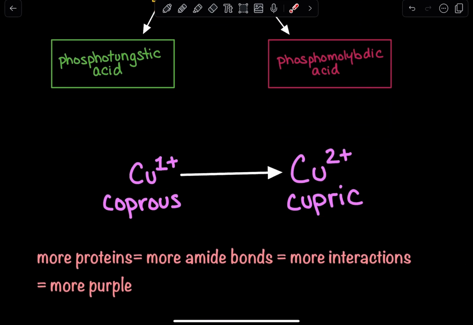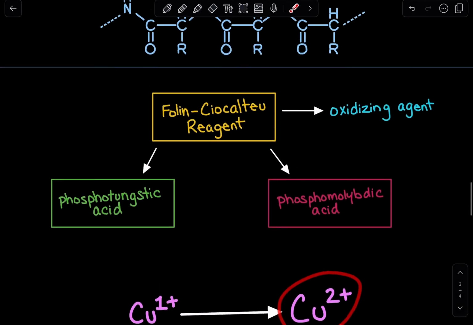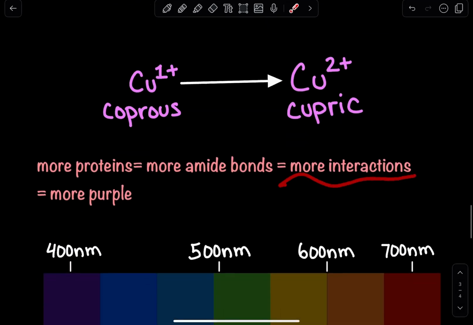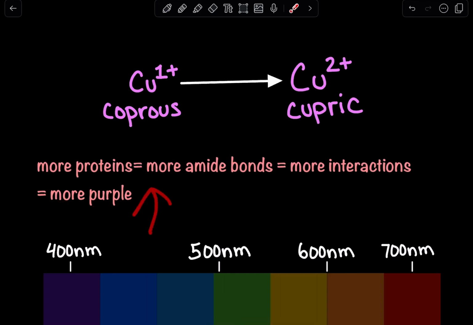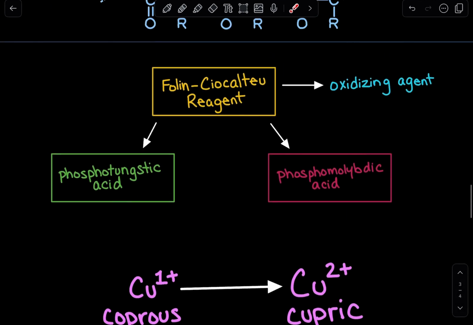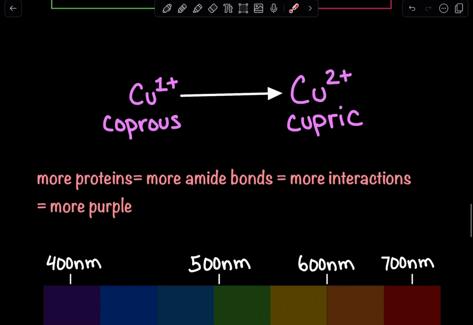Now, we have our reduced copper ion, and once it reduces Folin, it's going to be oxidized into this cupric 2+ ion. The theory behind this assay is that the more proteins we have, the more amide bonds we have. The more amide bonds we have, the more interactions we can form with copper, because copper forms those interactions with the amide nitrogens found within our protein. The more interactions we have, the more intense purple color we will produce, and as a result, we will get a higher absorbance value. So we take our sample, add in the Biuret reagent and the Folin reagent, place that sample into a spectrophotometer, and observe the absorbance values. The greater absorbance value means more proteins.